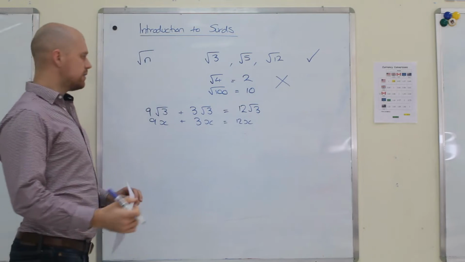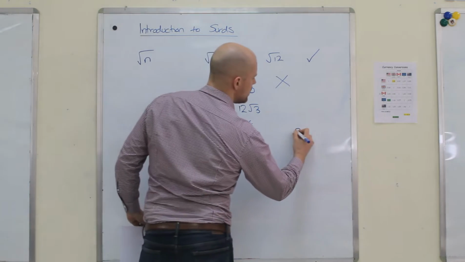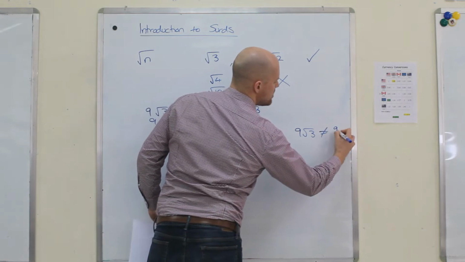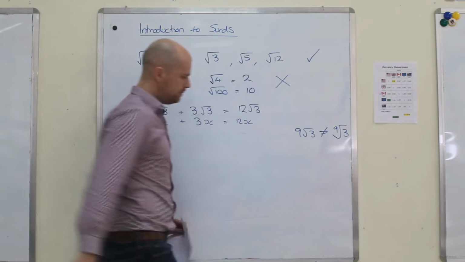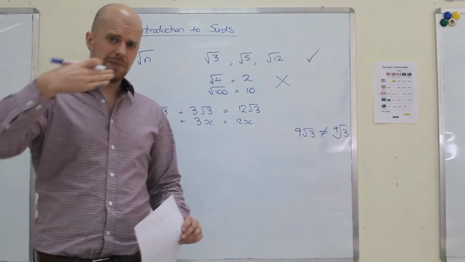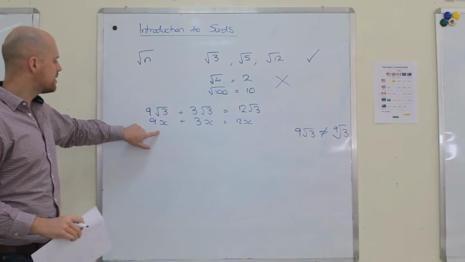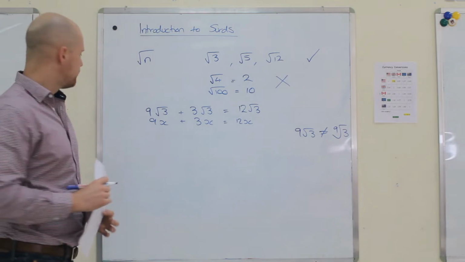Just a quick side note, 9 root 3 is not the same thing as the 9th root of 3. 9 root 3 means 9 times root 3, just like 9x means 9 times x.